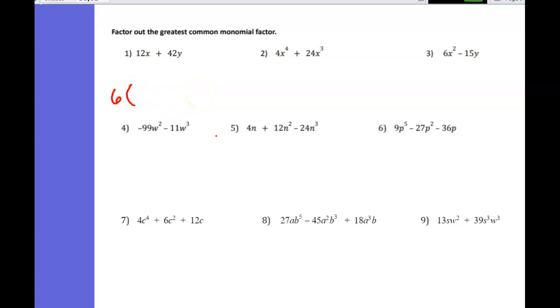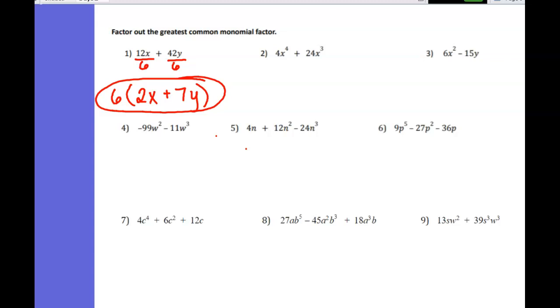Now I want to do kind of a reverse distributive. What can I multiply 6 by to get 12x? All we're really doing is dividing both of these terms by 6. 12x divided by 6 would be 2x. And 42 divided by 6 would be 7, and it would be 7y. So we just factored out the greatest common monomial factor, that being 6.